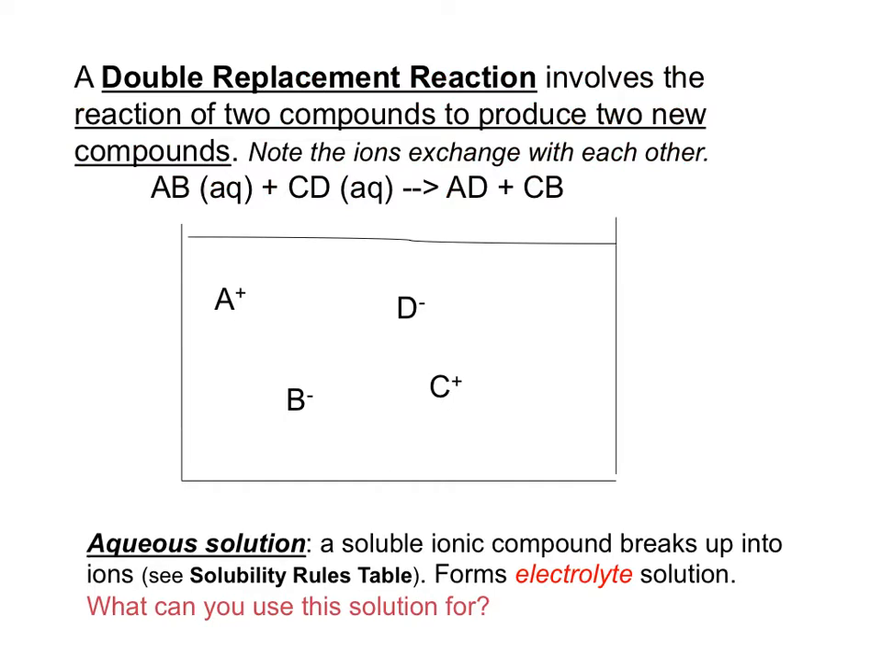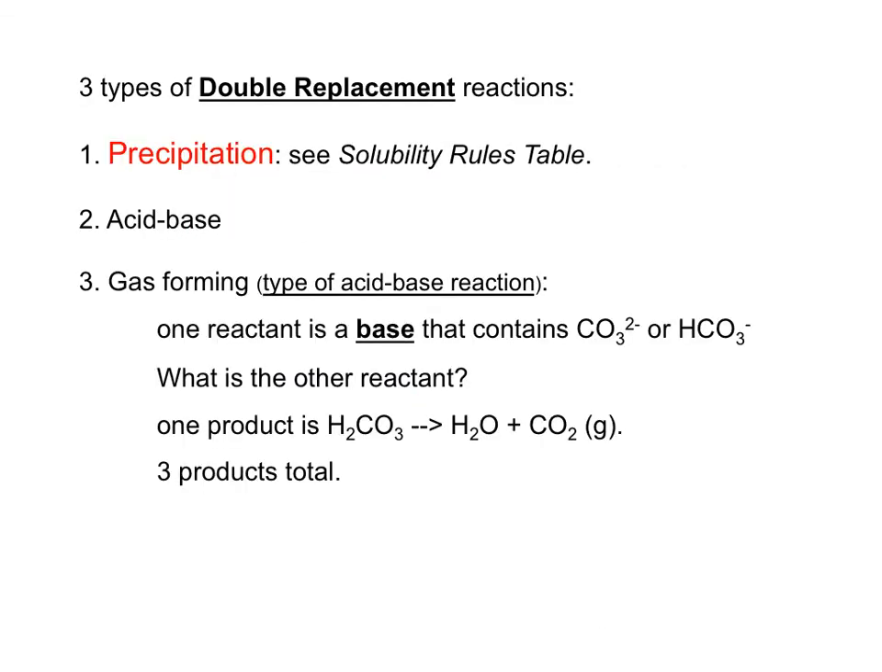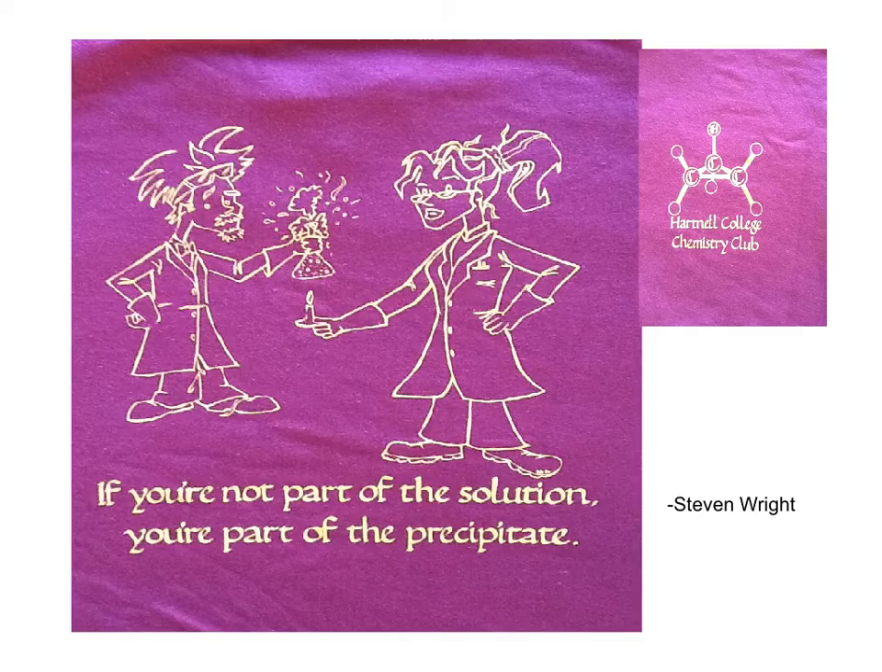In a double replacement reaction, compound AB reacts with compound CD. Ion A combines with ion D to form one product. Ion C combines with ion B to form the second product. In a precipitation reaction, one of those products is insoluble in water. In a precipitation reaction, we want to be able to use and apply a solubility rules table.